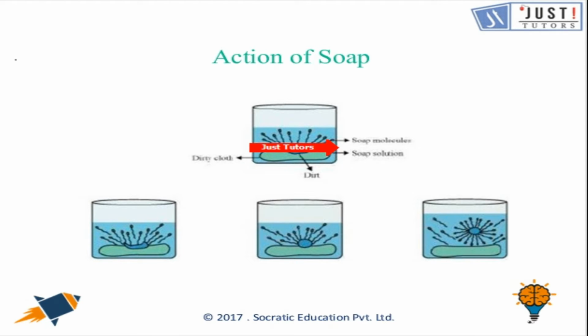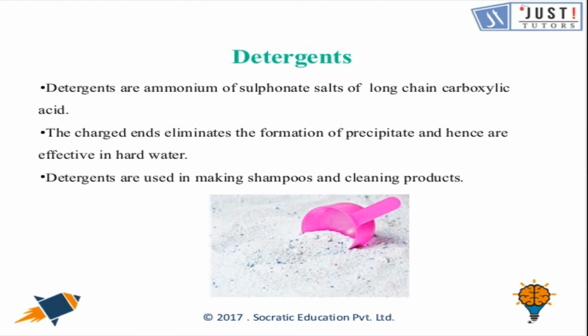Now let's discuss detergent. If soap is used in hard water, what happens? The soap first reacts with the magnesium or calcium ions present in the water, so more soap is wasted. And then these calcium and magnesium ions stick to the cloth and harm the cloth. So it's better to have something else which is called detergent. These are the ammonium sulfonate salts of long carbon chains. They can work well in hard water.